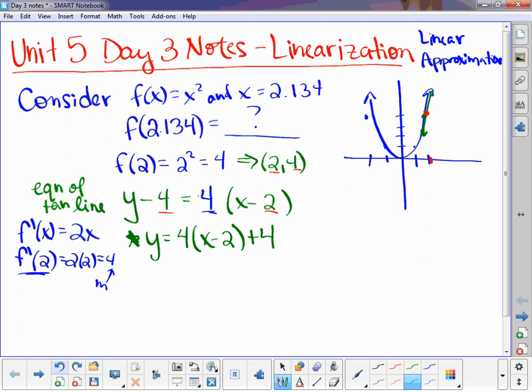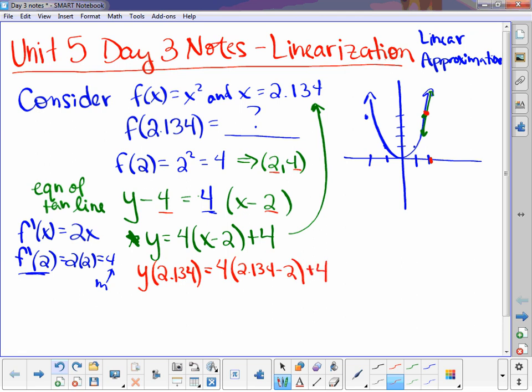Now let's go ahead and use this to get an approximate value at 2.134. So that would be 4 times 2.134 minus 2, plus 4. And you can see now why it was to our advantage not to simplify that, because it's probably going to be a lot easier to do this math here. What's 2.134 minus 2? Good. 0.134.